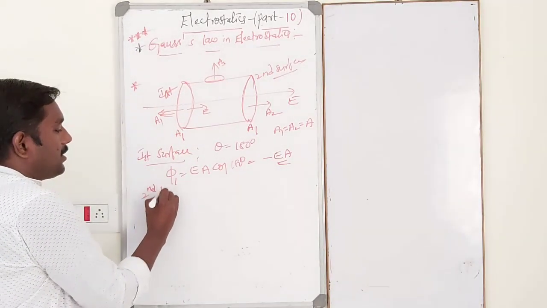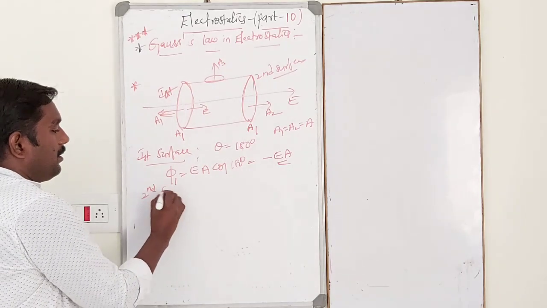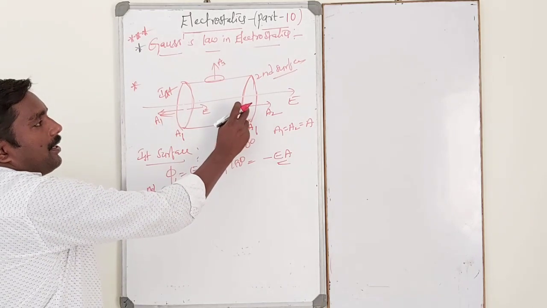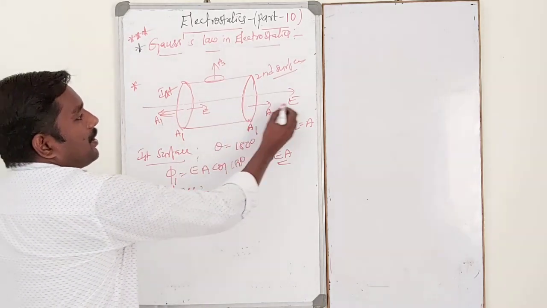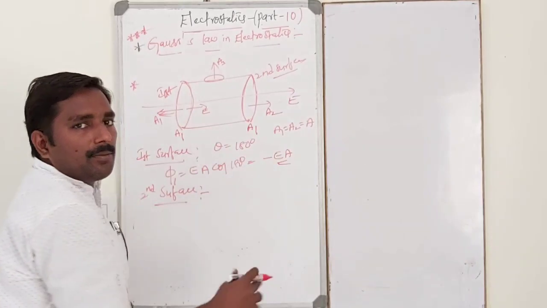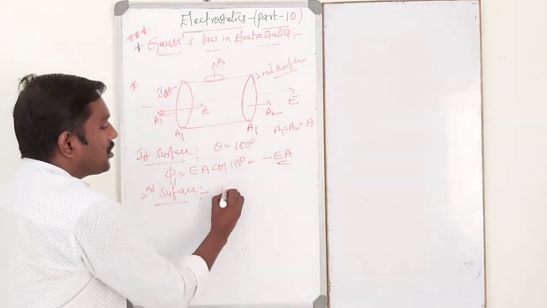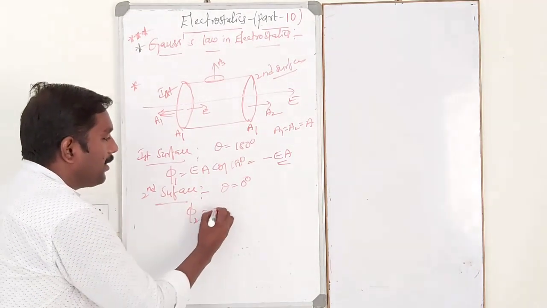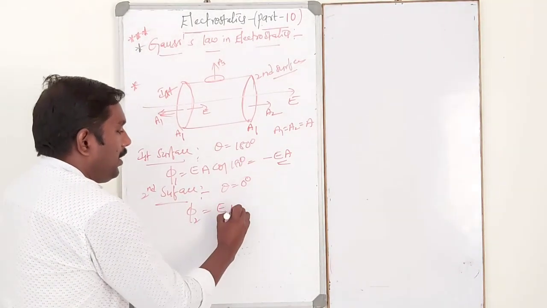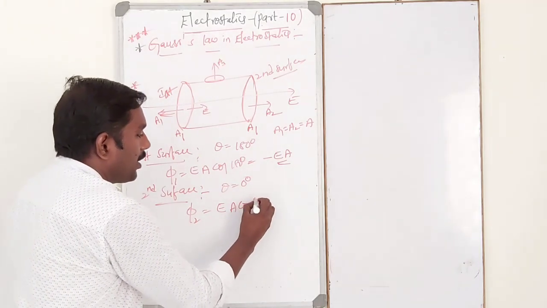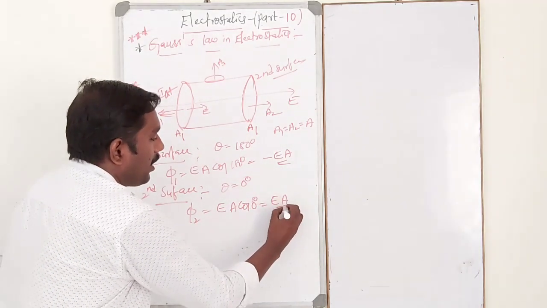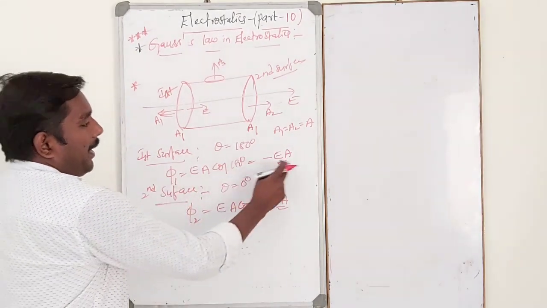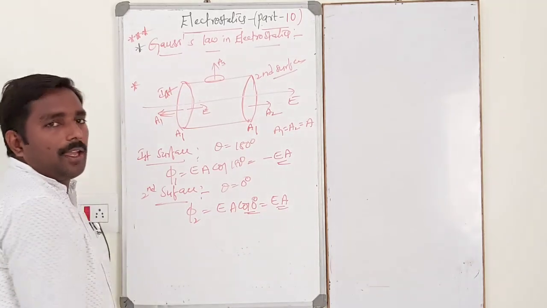Second surface, similarly, I want the electric flux at the second end. In this case, the area direction and electric field direction are both in the same direction. Theta is 0 degrees. Then flux phi 2 is equal to EA cos 0 degrees, that is EA, because cos 0 degrees is 1. So phi 1 is minus EA, phi 2 is EA.